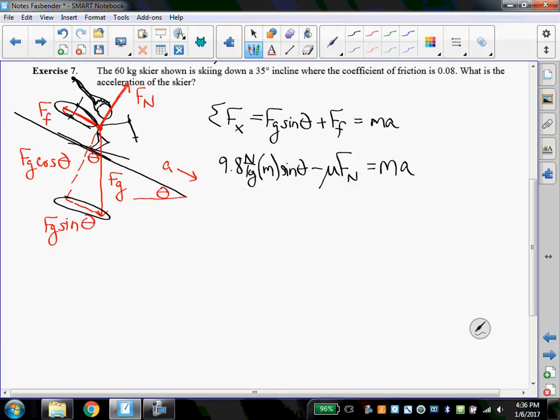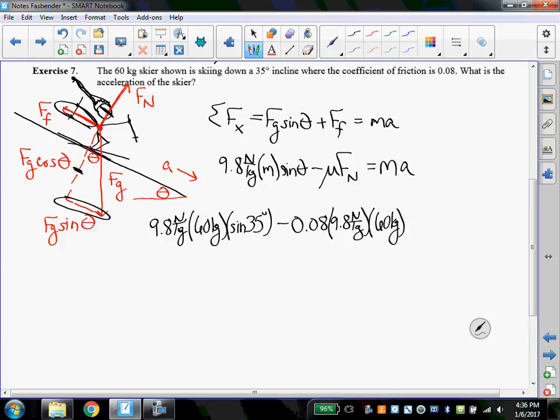Now, if we start putting numbers into this, we would start with 9.8 newtons per kilogram times our mass, which is 60 kilograms, times the sine of 35 degrees, minus our mu, which the problem tells us is 0.08, times the normal force. Now, we're on an incline, so the normal force is not the same as the force of gravity. Instead, the normal force is the same as the perpendicular component of the force of gravity. So we can find that normal force by doing Fg, which is 9.8 newtons per kilogram times 60 kilograms, times the cosine of theta, 35 degrees. This will equal 60 kilograms times that acceleration that we want to solve for.